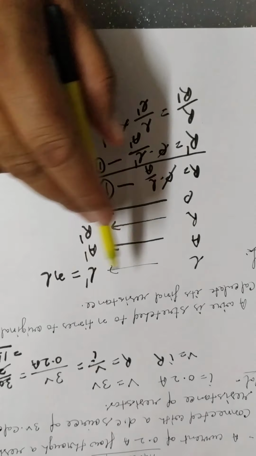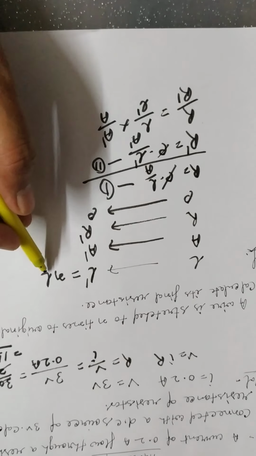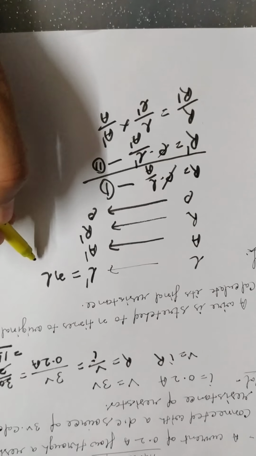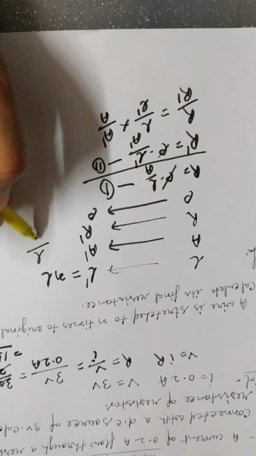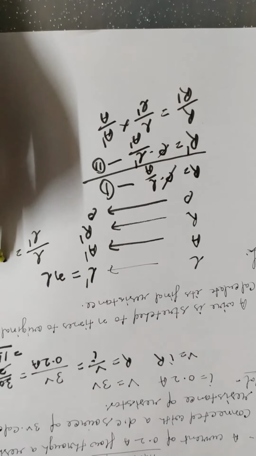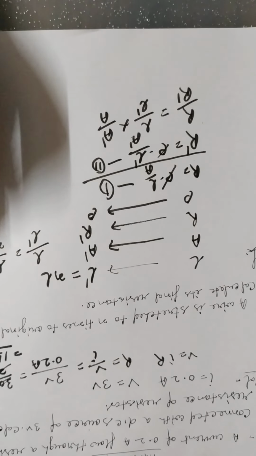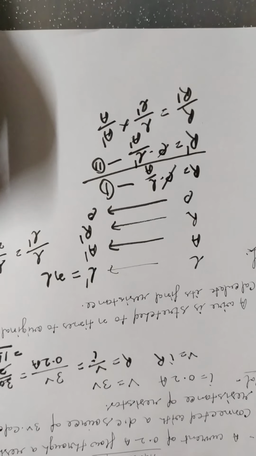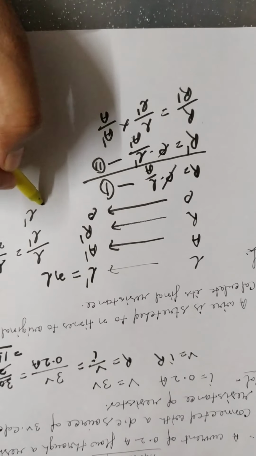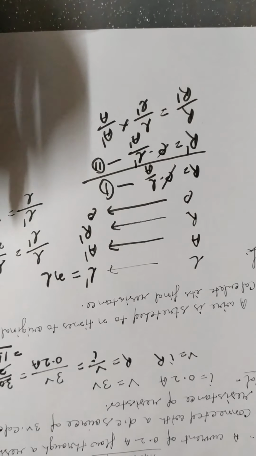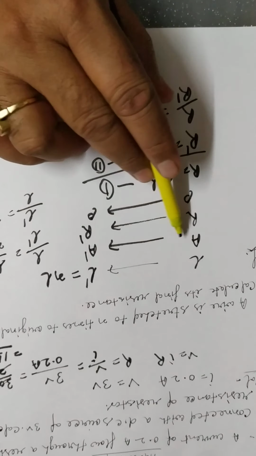So the relation between L and L dash, everyone knows, L by L dash equals L, the initial length, upon the final length nL. So L is cancelled and it is equal to 1 by n, or L dash upon L equal to n. Now find out the relation between the cross-sectional areas.